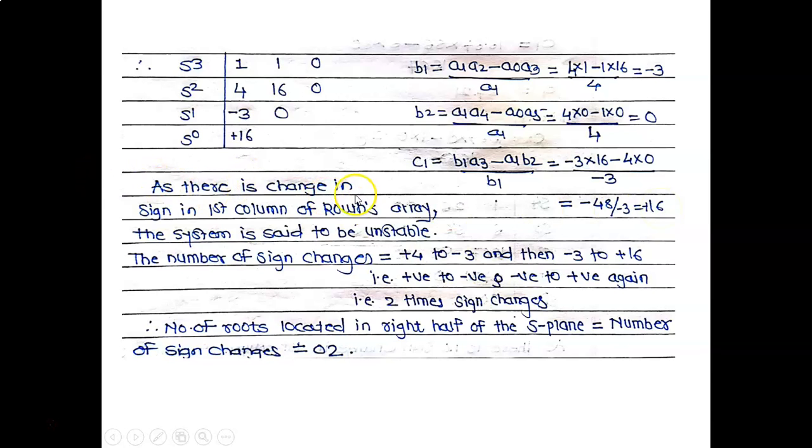As there is a change in sign in the first column of Routh's array, the system is said to be unstable. Yes, change in sign. The number of sign changes: from plus 4 to minus 3, and then minus 3 to 16, that is 2 times. That is positive to negative and negative to positive again, 2 sign changes. Therefore the number of roots located in the right half of the plane is equal to the number of sign changes, which is equal to 2.